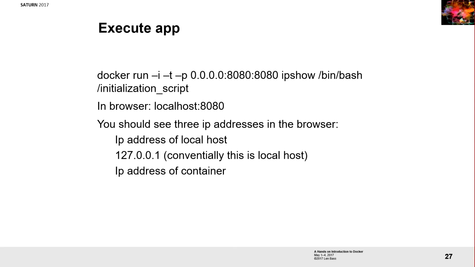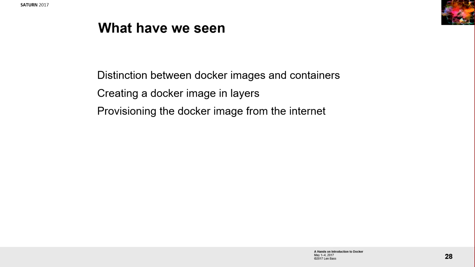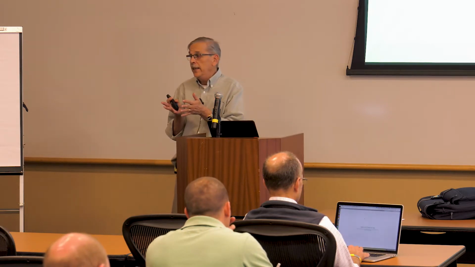Okay, so let's pretend that everybody got it. So this is what you saw. You got IP addresses. Okay, so what have we seen? Hopefully at this point you understand the distinction between an image and a container. You understand creating an image in layers. And you understand how to provision a container or an image. You provision a container and turn it into an image.